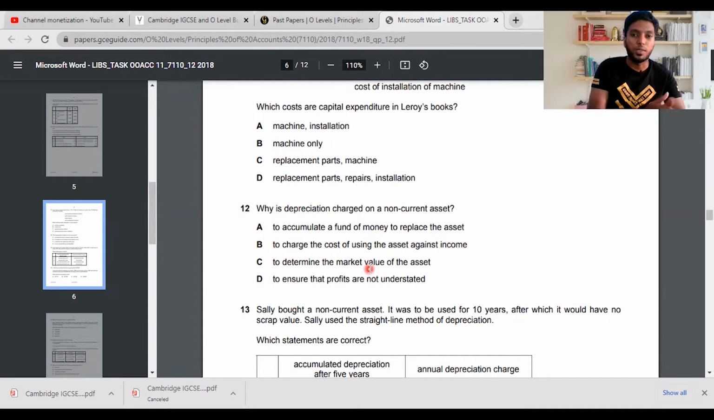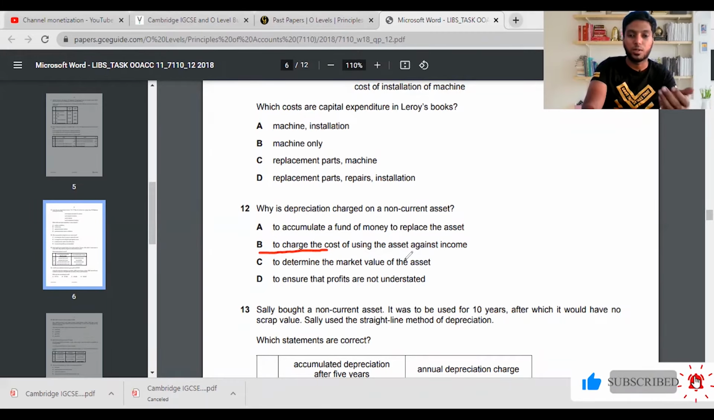It's not about replacing an asset. Its main thing is to understand how much the income is, and from income you need to set off your depreciation every year. So the answer is going to be B. It's a very straightforward one, you guys can understand. To determine the market value of the asset, we never calculate depreciation, or to ensure profits are not understated, we don't calculate depreciation. Our main target of depreciation is to take the expense of that particular asset and charge it against the income every year. Then we move on to the 13th MCQ.